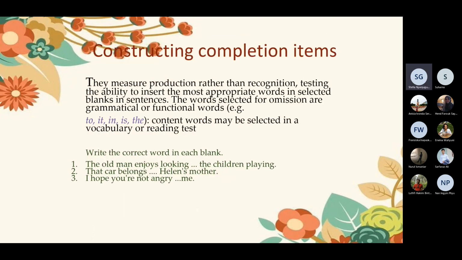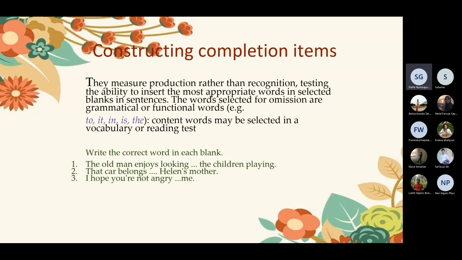Yes. And lastly, it's the construction of completion items. Sometimes you might use these kinds of tests so that your learners complete some items. Here they are expected to insert the most appropriate word. These omissions can be function words. We all know about the function words. They are also called grammatical words: to, it, in, is, the, and then the content words. And you can see the content words.